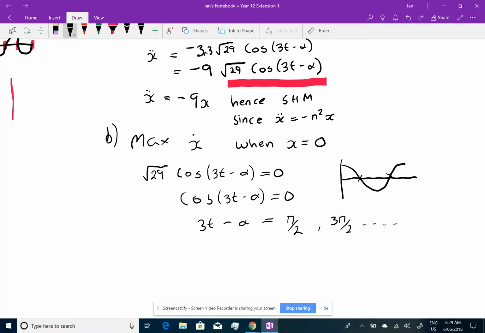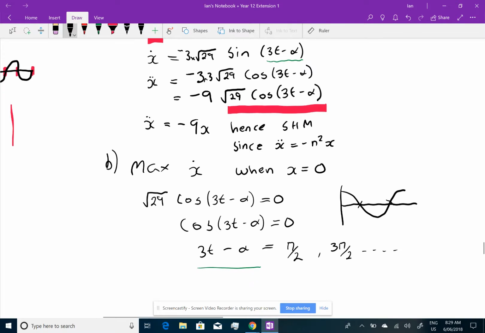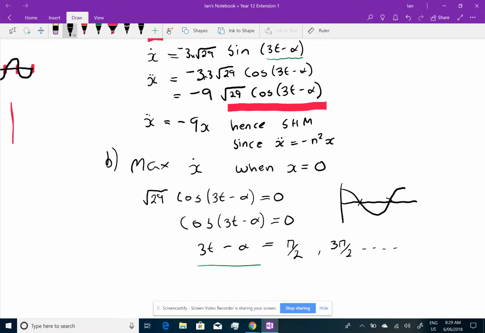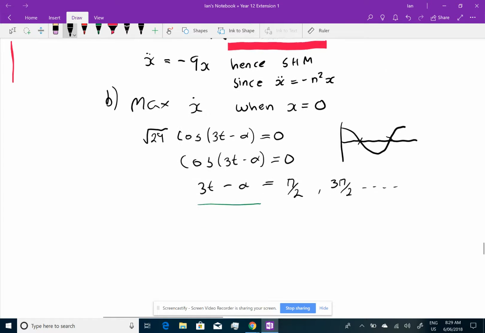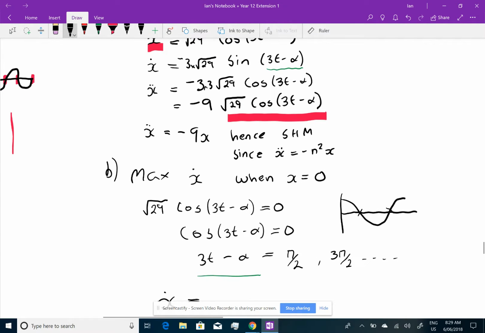Now, you're thinking, I better find out what alpha is and t is. And you don't have to. Because remember that the velocity is written in terms of 3t minus alpha. So, as Carl Friedrich Gauss did, don't do more work than you have to. So the velocity will be when 3t minus alpha is pi on 2. And 3t minus alpha is what I've got to put in.